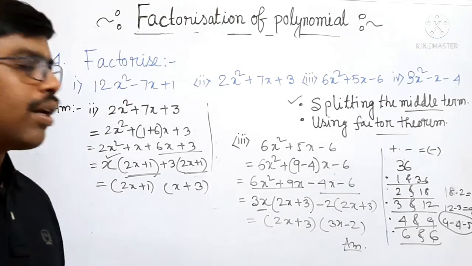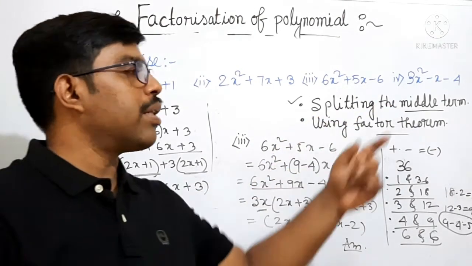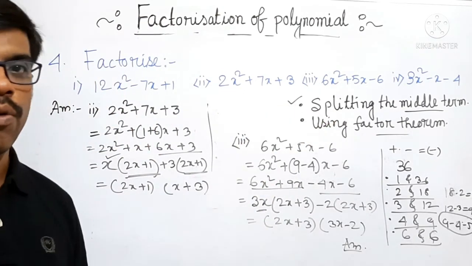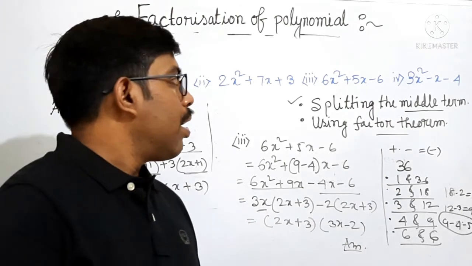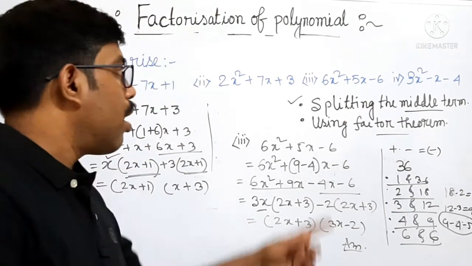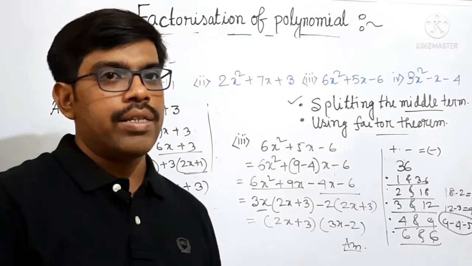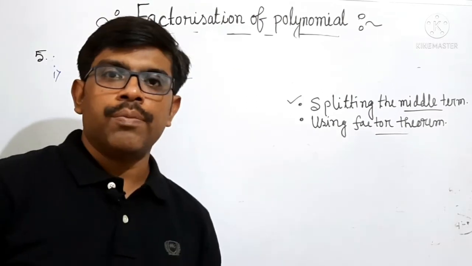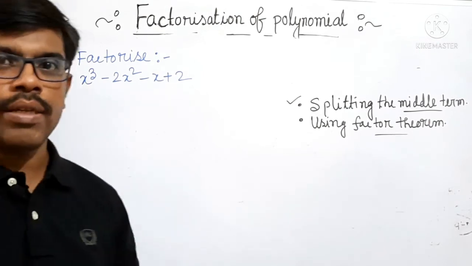Okay, I think you all have understood very well the procedure of splitting the middle term, and so you will do problem number 4 at home, and this is your homework. Okay. Now we will learn using the factor method. How to factorize with the factor method. We do problem number 5, and here it is also factorized. Okay.